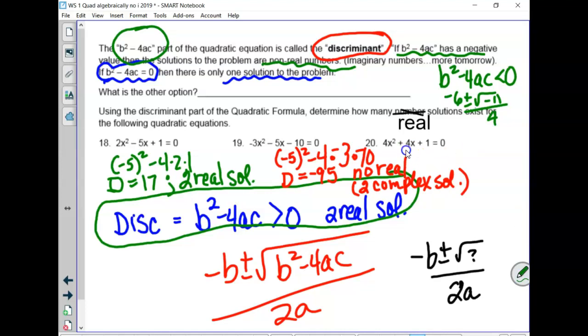All right, the last one, number 20, B squared would be what? B squared minus 4 times A, which is 4, times C, which is 1, would be 16 minus 16, so D is 0. When D is exactly 0, there is 1 real solution.